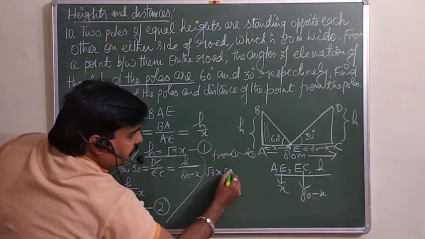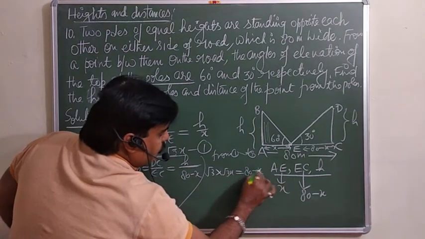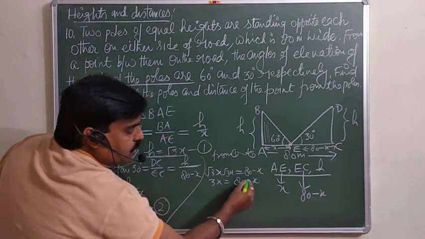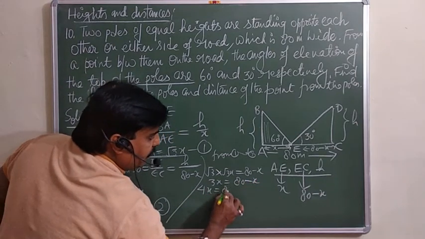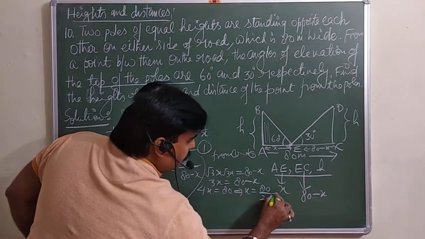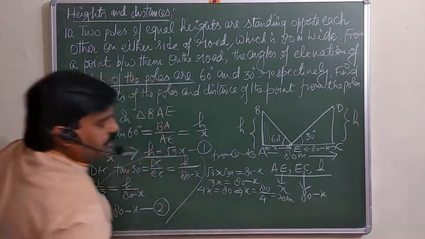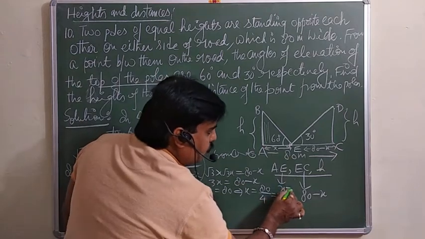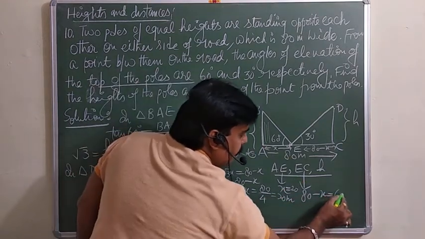So root 3x is equal to 80 minus x. So 3x is equal to 80 minus x. You can transpose this x to this side. So 3x plus x is 4x, which is equal to 80. So you will get x is equal to 80 over 4, so that is 20 meter. So this is your AE, you can say, 20 meter. And EC will be 80 minus 20, that is 60.